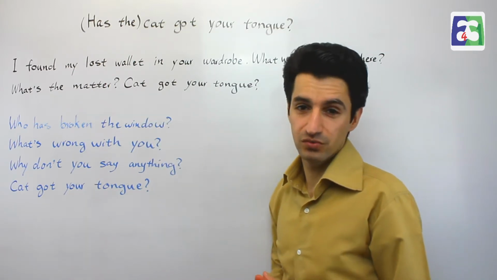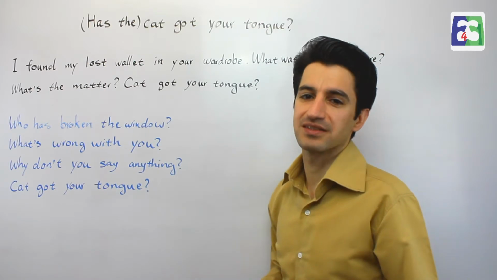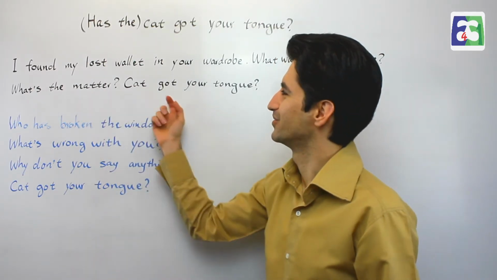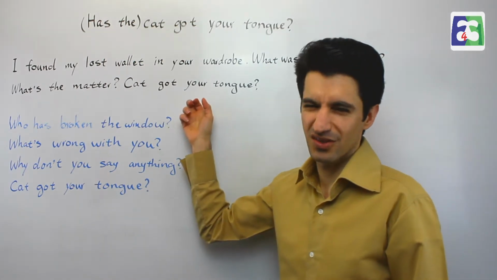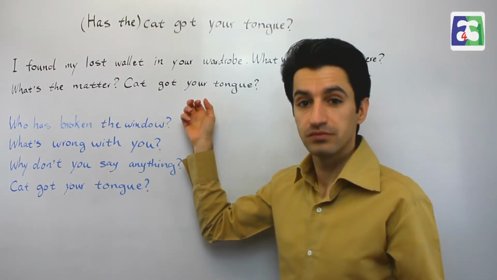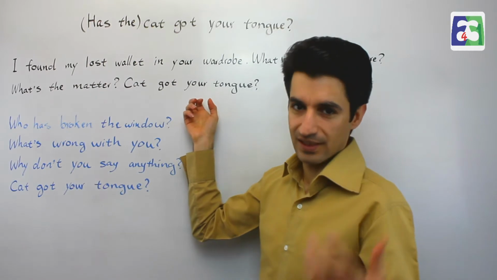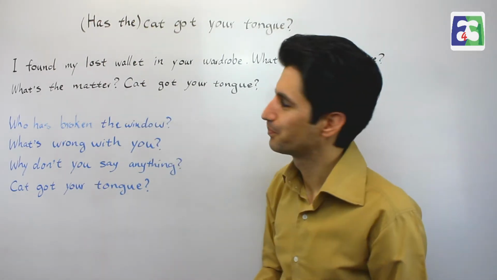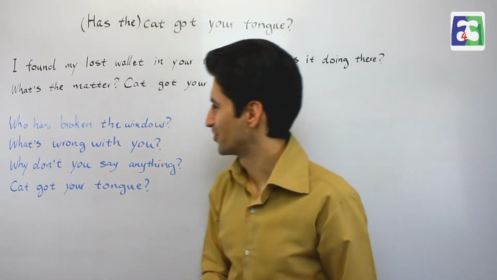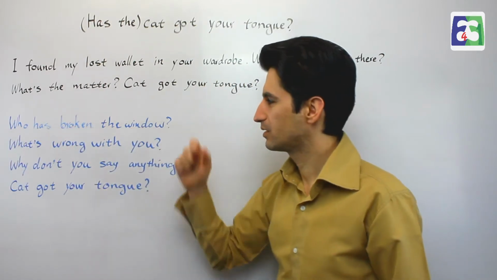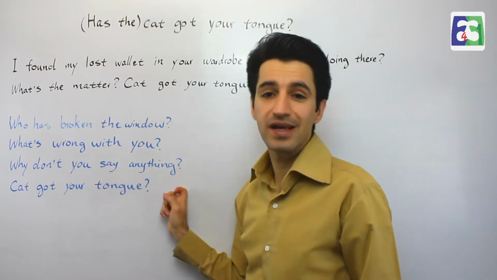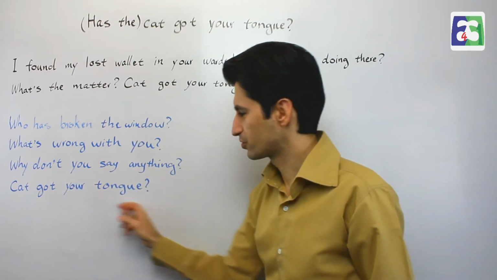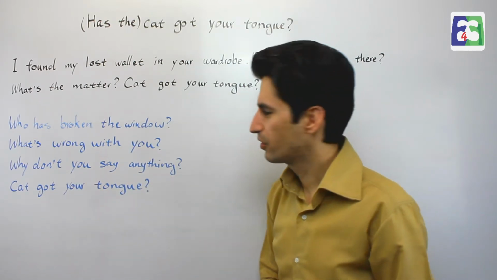What's wrong there? What's the matter? That's why the person uses all these things. It is clear for us that the person has done it, and now we say, "Why have you done that?" In a different way, actually. Okay, let's look at this one. "Who has broken the window? What's wrong with you? Why don't you say anything? Cat got your tongue?"